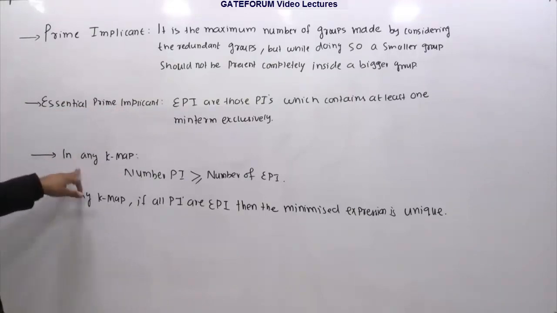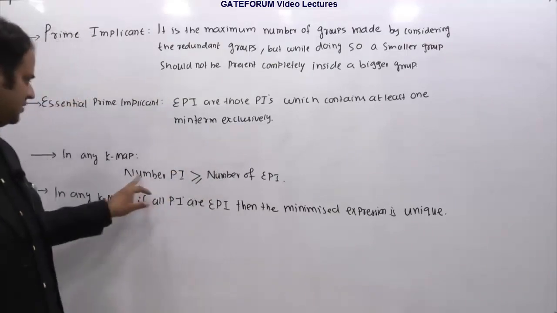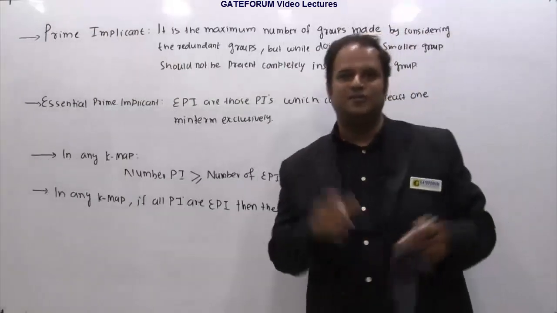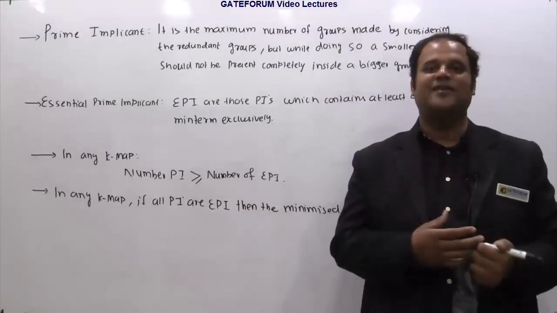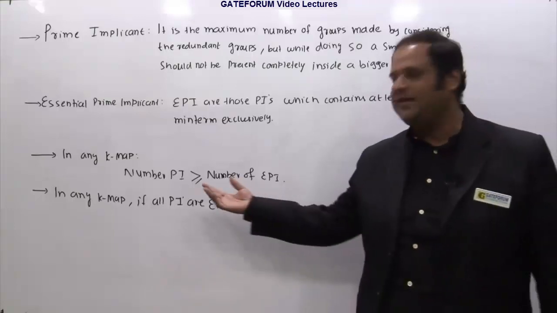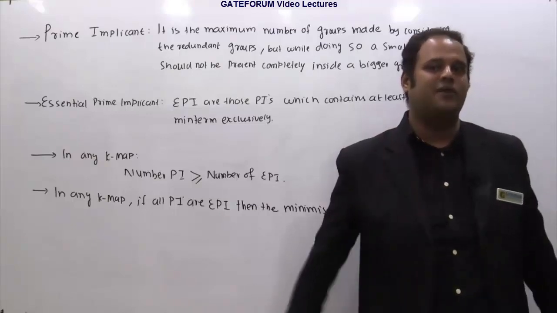Next thing is, in any K map, number of PIs is greater than or equal to number of EPIs. Hope this is also clear to you, because we are first finding PIs, then from those PI lists we are checking, or basically we are discarding or not discarding. That depends on whether it is satisfying the criteria of EPI or not. So it makes sense that the number of PIs will definitely be greater than or equal to number of EPIs.